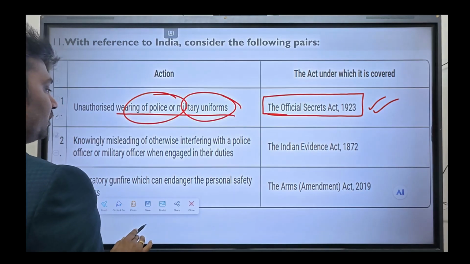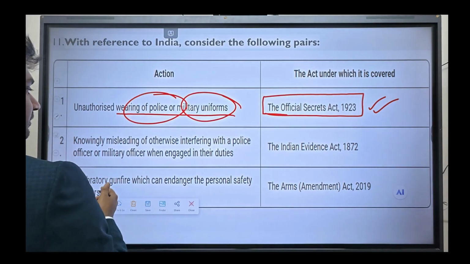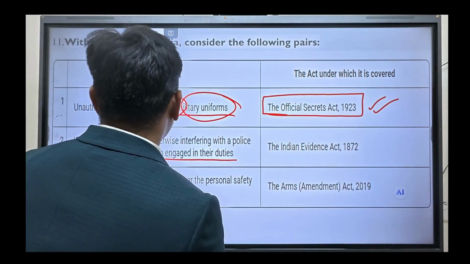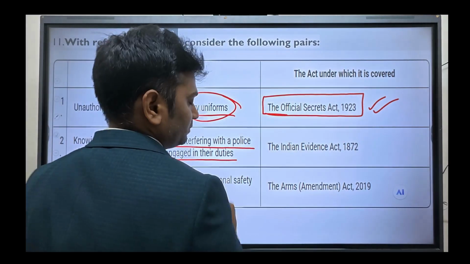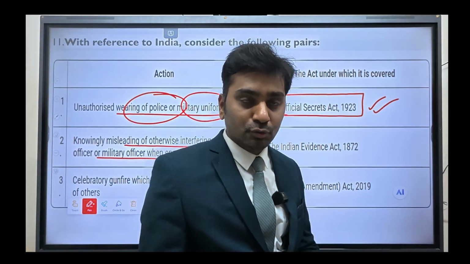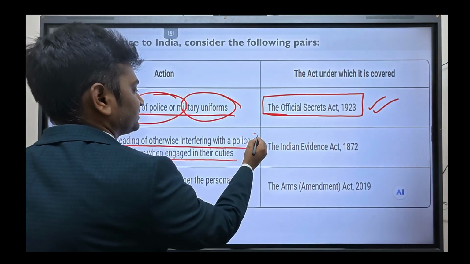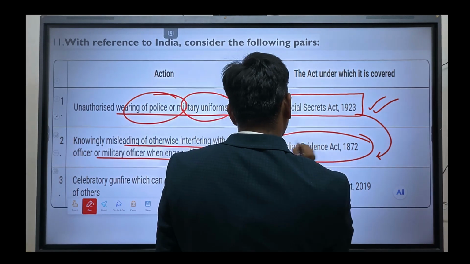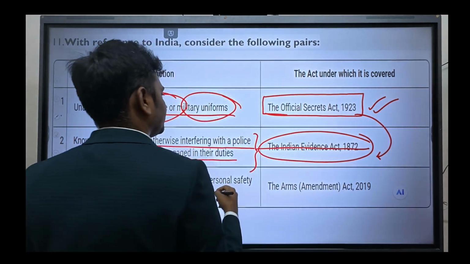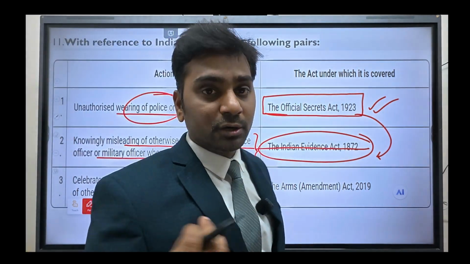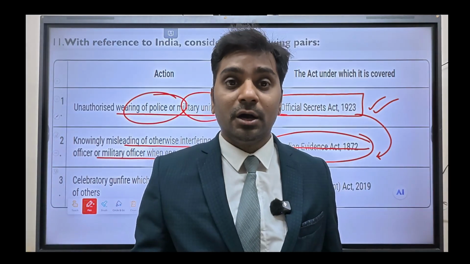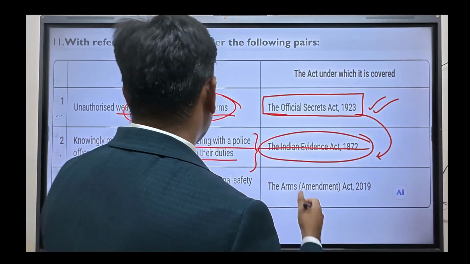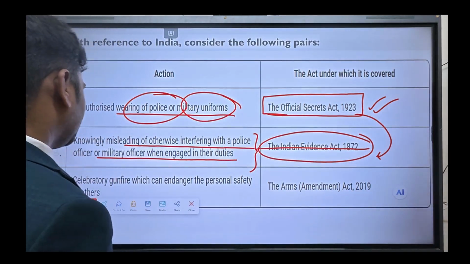Knowingly misleading others, or interfering with a police officer or military officer when engaged in their duties. If you are misleading police or any investigative officers, this is going to be an offense according to the Official Secrets Act. The Official Secrets Act says that you should not interfere or mislead the authorities. At the same time, it also says that you should not wear these things as you like.